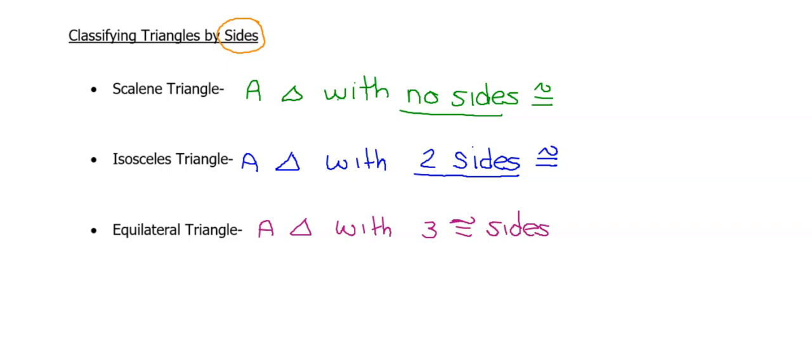So again, each triangle will have two vocabulary words associated with it. I could have a right scalene triangle. I could have an acute isosceles triangle. I could have an obtuse isosceles triangle. So they each have their own name based off their side and their angle descriptions.